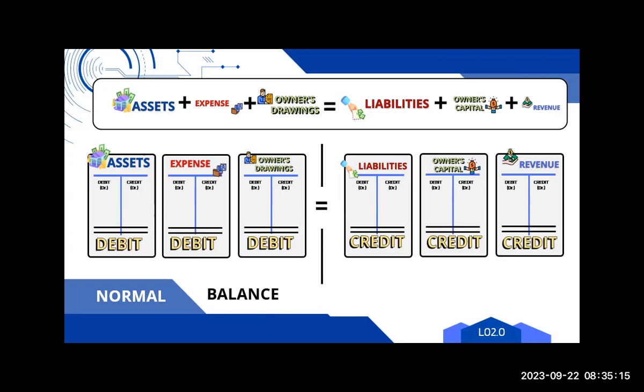Pupunta naman tayo sa liabilities. Sa liabilities, unlike assets, ang normal balance is a credit. So, umutang ako ng 10,000, accounts payable. Tumaas yung liabilities of accounts payable. That's a credit of 10,000, because nag-increase siya, that's the normal account. However, nabayaran ko yung utang ko, bumaba yung utang ko ng 5,000. Bumaba si liabilities, now that would be a debit, right?